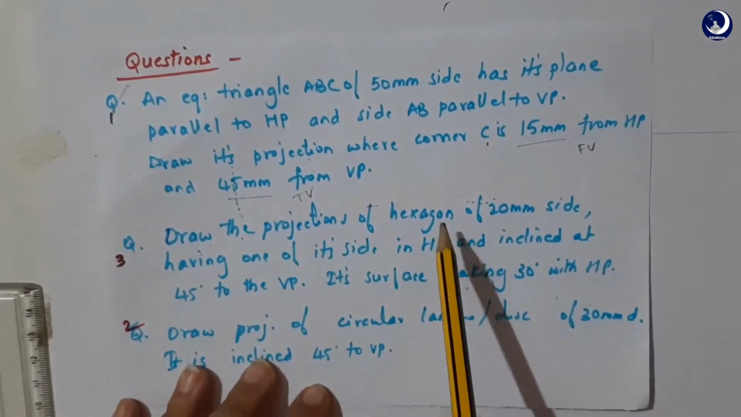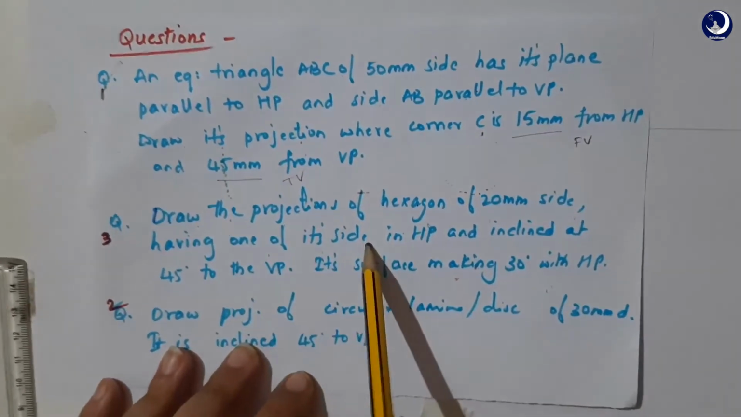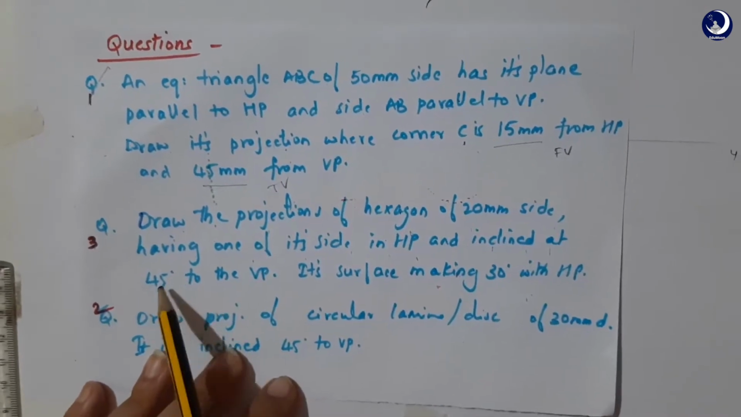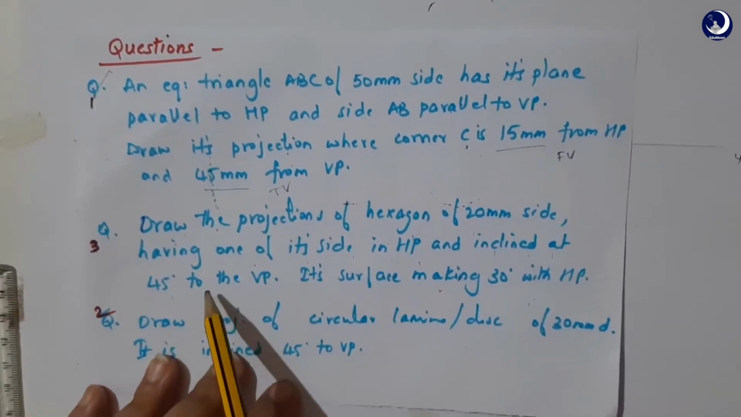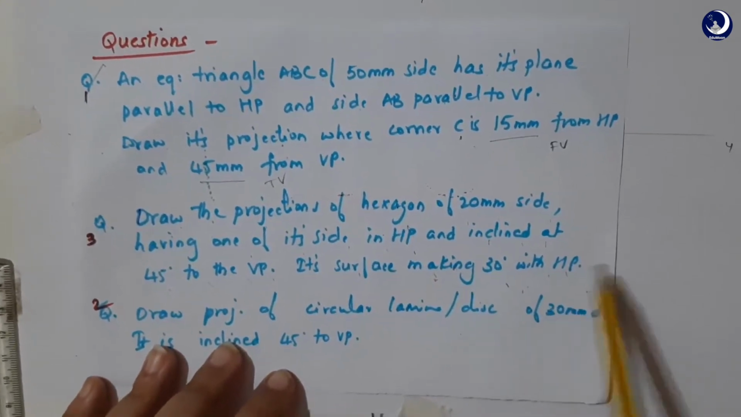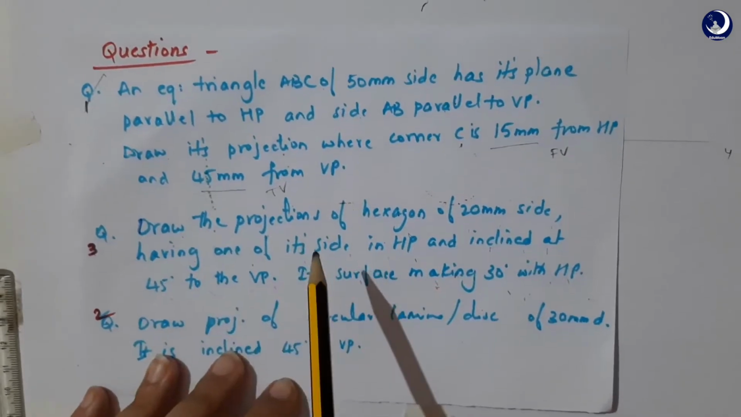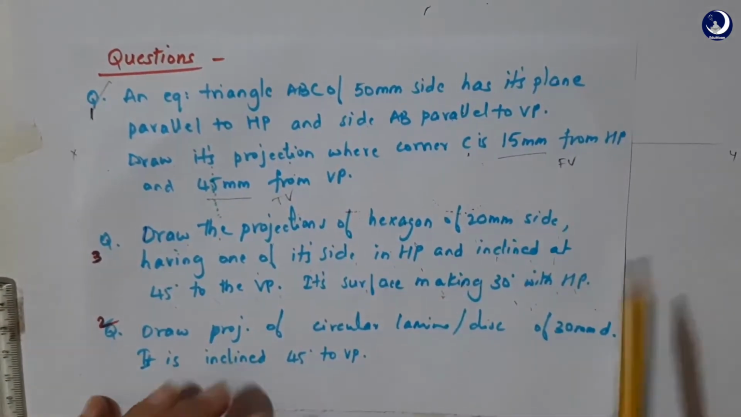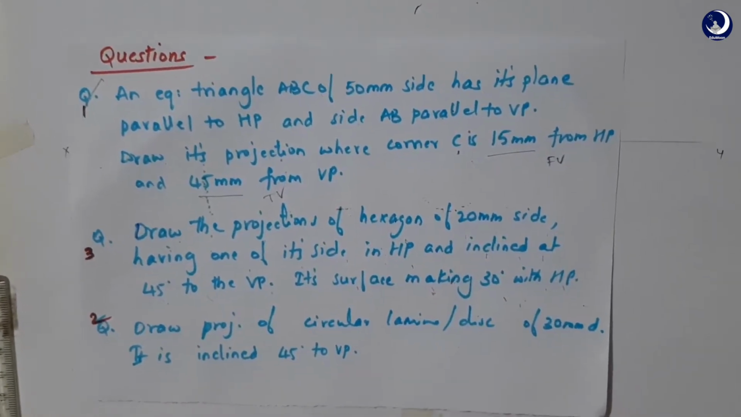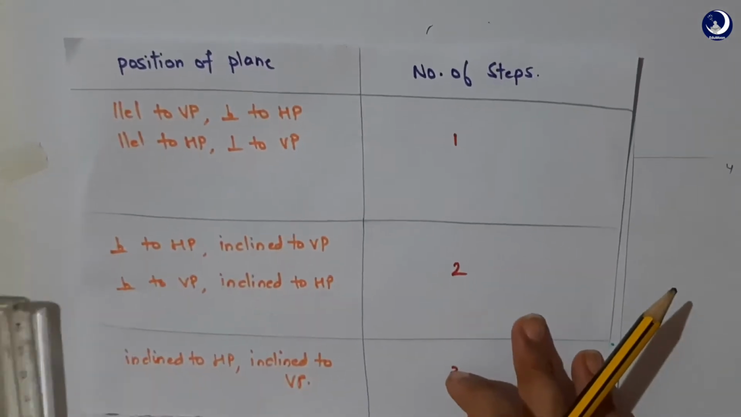Draw the projections of a hexagon of side 20 mm having one of its sides in HP and inclined at 45 degrees to VP, and its surface is making 30 degrees with HP. So this is an example of a plane inclined to both HP and VP. So you can refer to this table that I explained in the previous video.